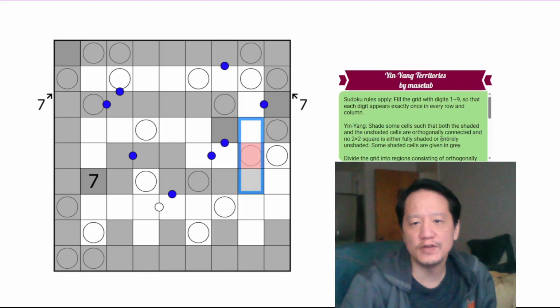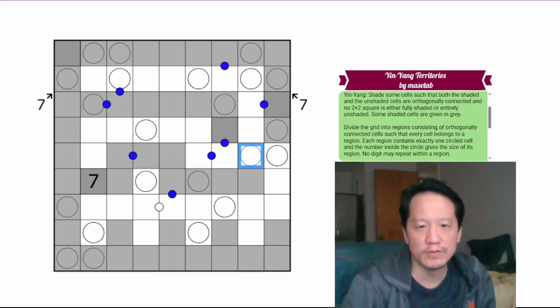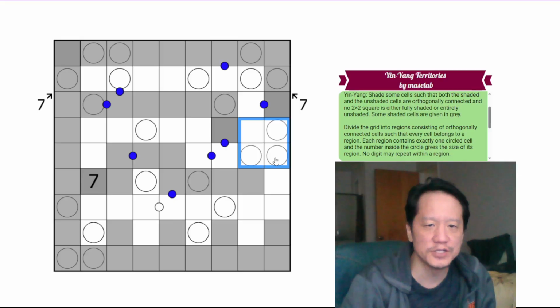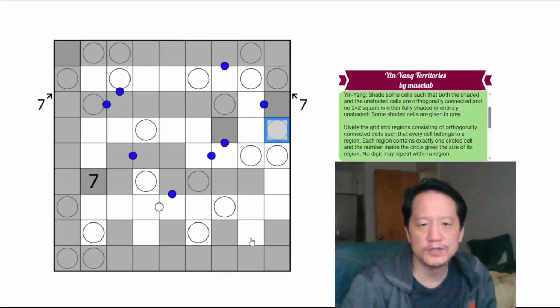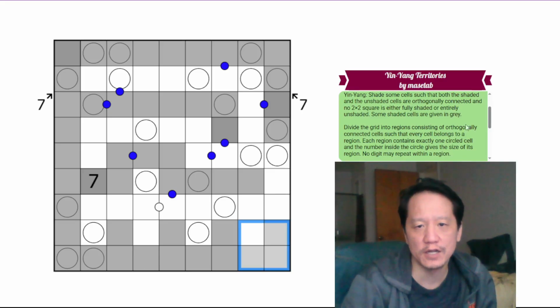So we have yin-yang shading. That's an example. Oh, another way. Also, this would not be a valid yin-yang shading because we have a 2x2 area which is all unshaded. This would also not be a valid yin-yang shading because we have a 2x2 area that's all shaded. And you cannot have a 2x2 area that's all shaded or all unshaded in yin-yang shading.